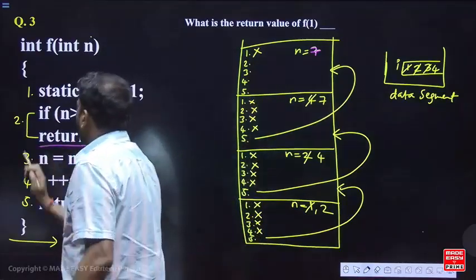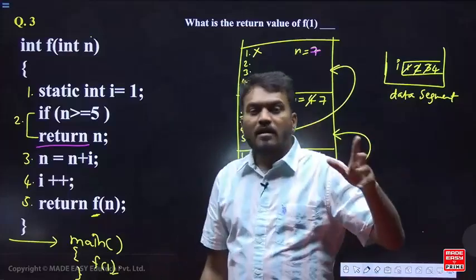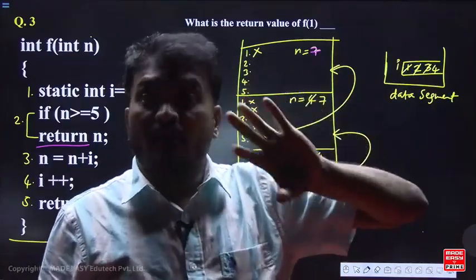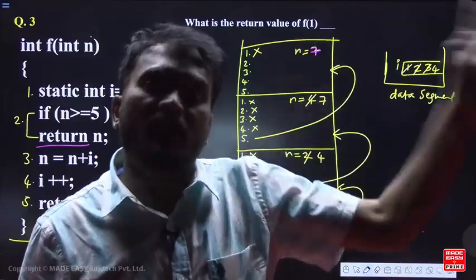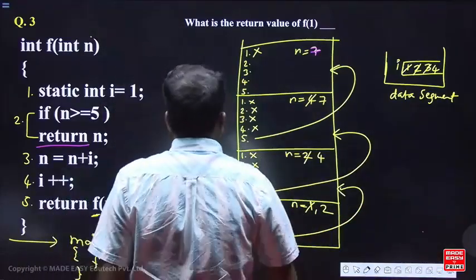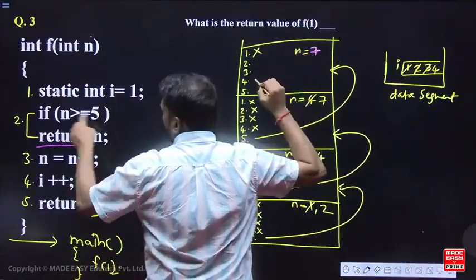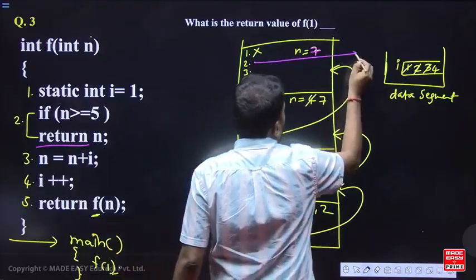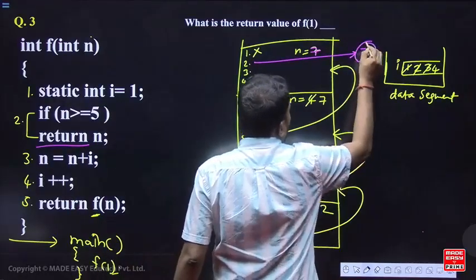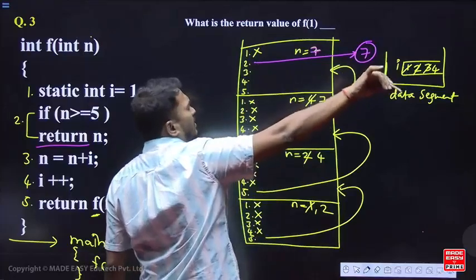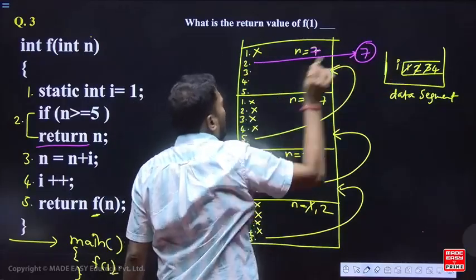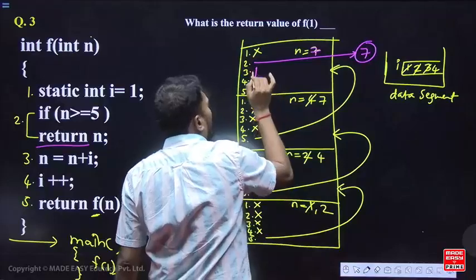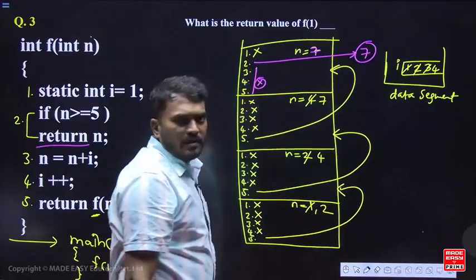Return means coming out of the activation record. So n equal to 7, n greater than equal to 5, so return n. So second statement is saying return n. So this will return 7 here. Return means coming out of the activation record, and when you say simply return, the remaining statements here are not executed.